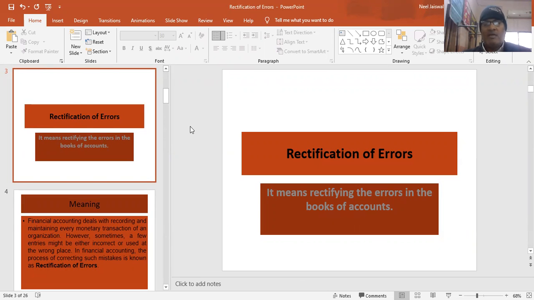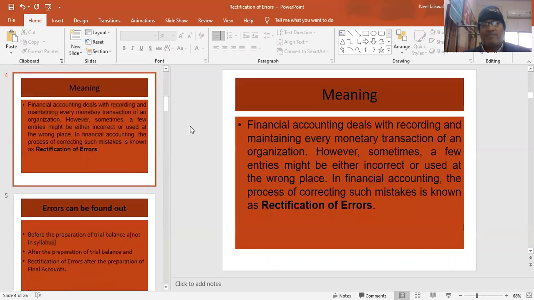That means either we can erase it, cut it, or we pass some entries. But in accounts, something which is done, we hardly can erase it. What we can do, we pass other entries. If something is debited, then we will credit it in order to rectify it. If something is already credited more, then we will debit it in order to reduce the credit part. So in the books of accounts, to rectify the errors, we have to pass entries.